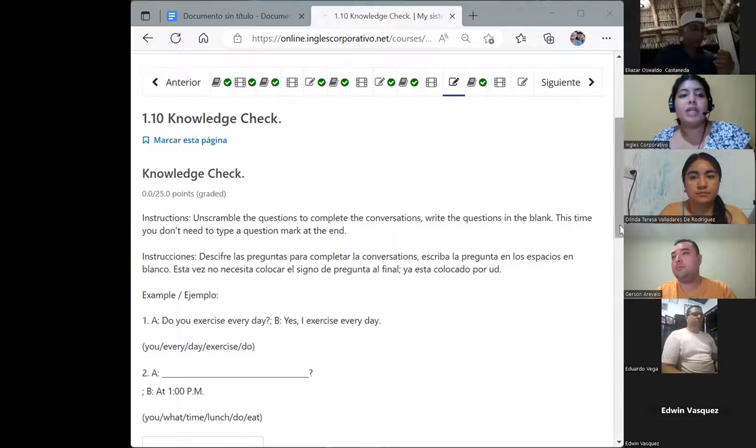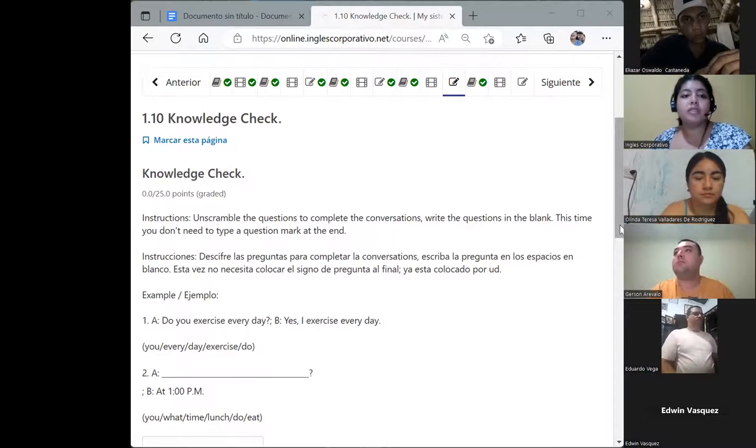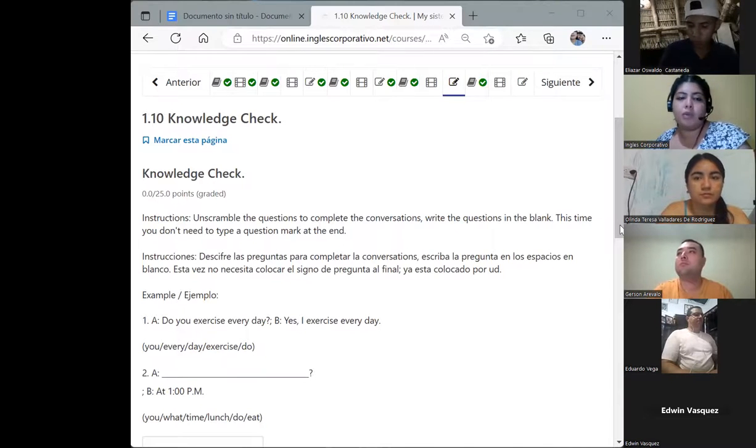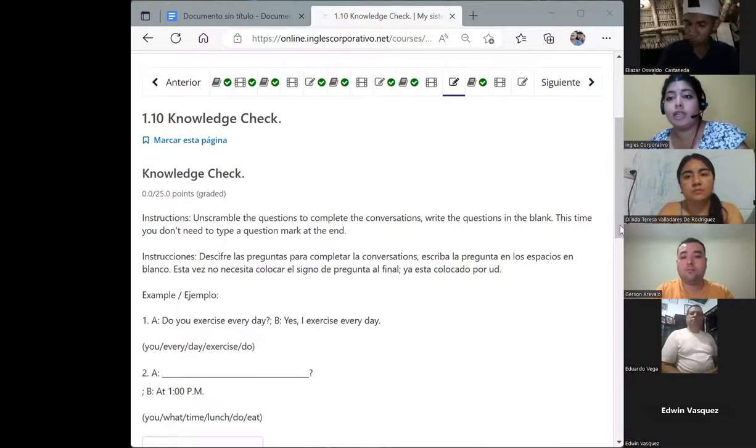So, this is the knowledge check 1.10, and we are going to unscramble the questions to complete the conversations. Write the questions in the blank. This time, you don't need to type a question mark at the end. Vamos a descifrar, ¿verdad? A arreglar estas preguntas que tenemos desordenadas. En este caso, ya tenemos nuestro ejemplo en la parte 1. Y no necesitamos ponerle la question mark o el signo de interrogación porque ya viene agregado automáticamente.